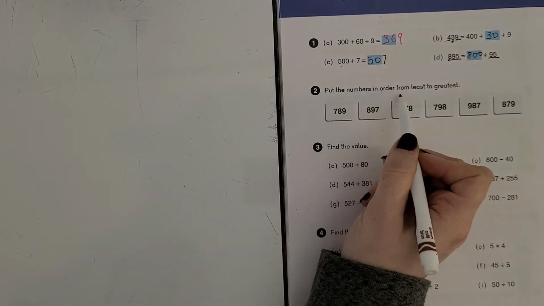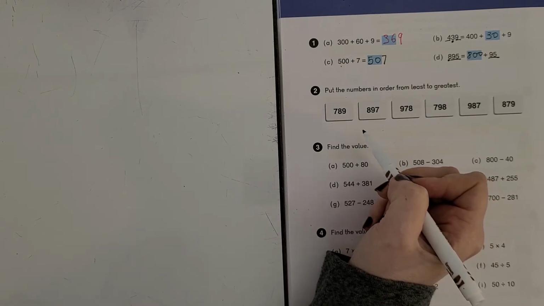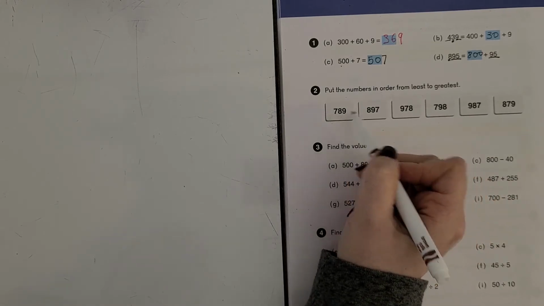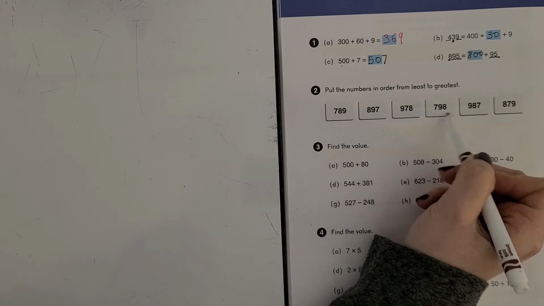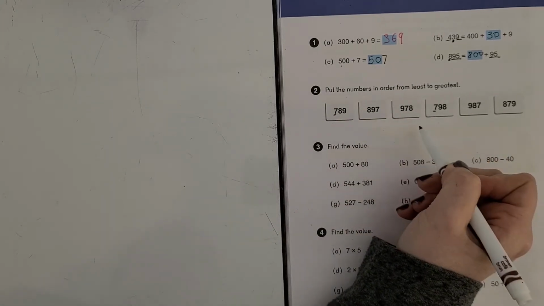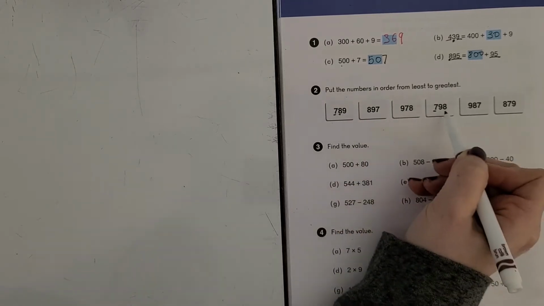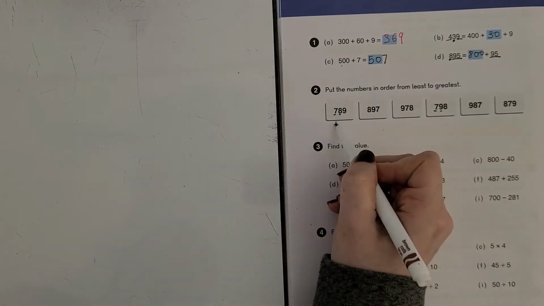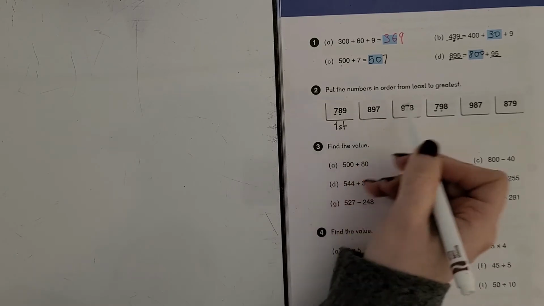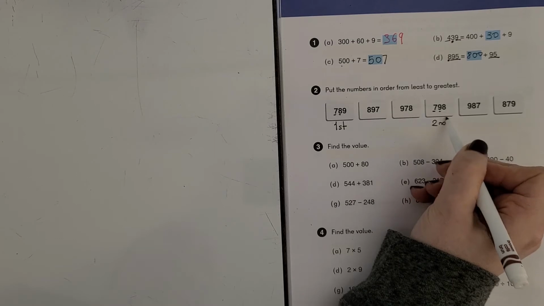Put the numbers in order from least to greatest. I'm looking for the least number. So I'm starting with the hundreds place. I see 7, 8, 9, 7, 9, 8. So I'm going to start with the sevens. They were the same. So now I'm going to move to the tens place. There's an 8. This one has a 9. So this one is first. This is the smallest, the least. This is the second smallest. So I'm going to put second.